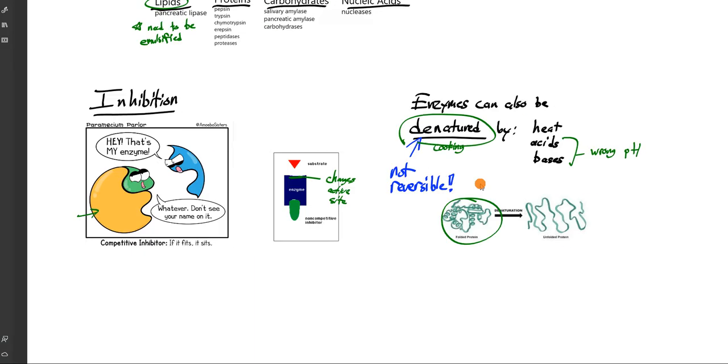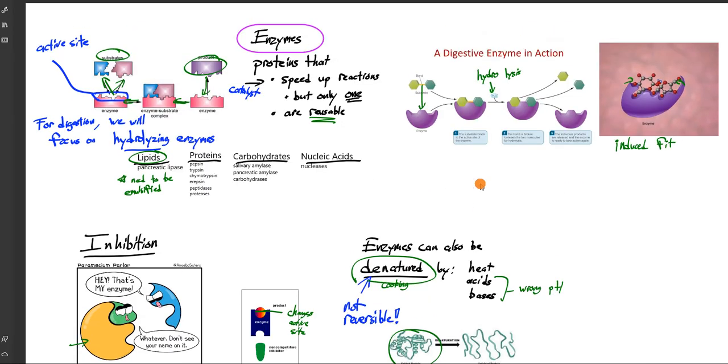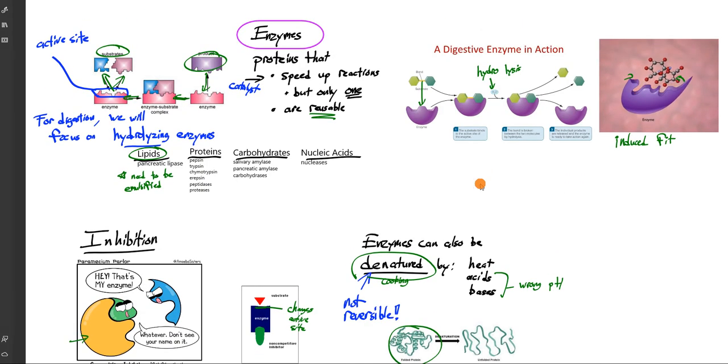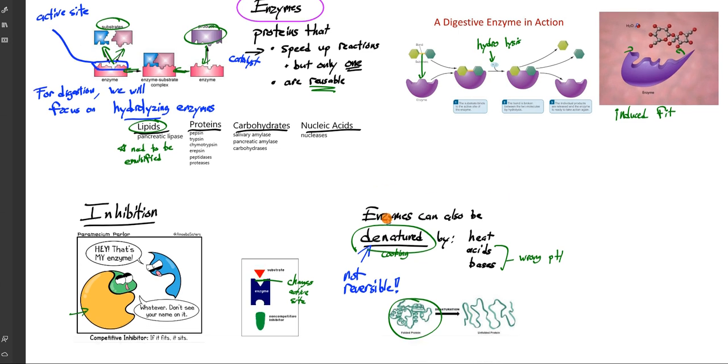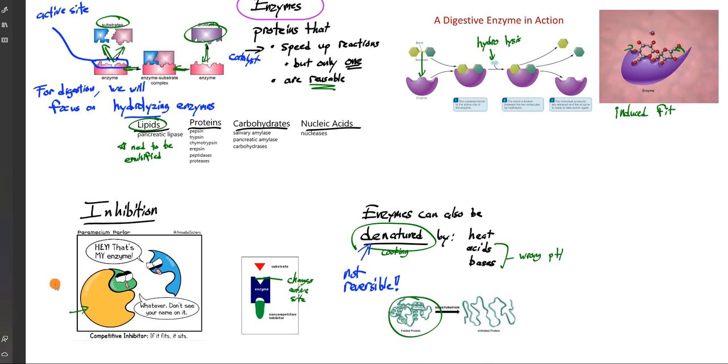So enzymes are things that help to speed up reactions. We are focusing on hydrolyzing enzymes. There's lots of them to remember. You need to know who makes them, which organs in your body or accessory organs make them, what they work on, what their products are. Lots to memorize there. But they do hydrolysis. They work on that induced fit model. They can be damaged by heat or the wrong pH. And also they can be blocked from doing their job by competitive or non-competitive inhibition.